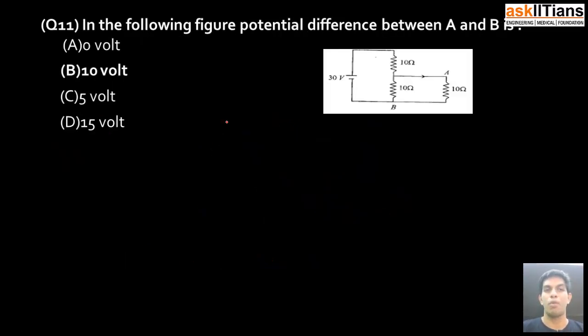It says, in the following figure, potential difference between A and B is. So here is my point A and here is my point B. To find out the potential difference between point A and B, we first need to find out the current in the circuit. So the net resistance of the circuit is 10 ohm plus two 10 ohm resistors in parallel, so it's 5 ohm. So I have 15 ohm as my net resistance. So the current in the circuit is equal to 30 volt, that is the potential difference in the circuit, divided by the net resistance. It gives out 2 ampere.